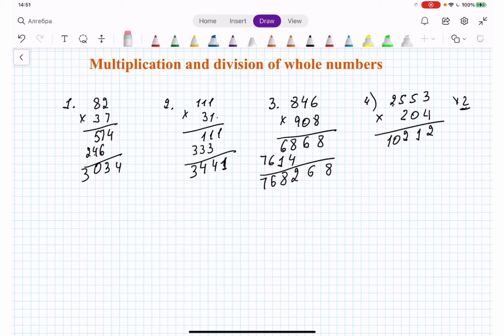Okay. Let's start. 2 times 3, 6. 2 times 5 is 10. 1 in mind. 2 times 5 is 10, and 1, it's going to be 11. Again, 1 in mind. 2 times 2 is 4, and 1, it's going to be 5. So it's going to be 2, 1, 8, 0, 2, and 5.